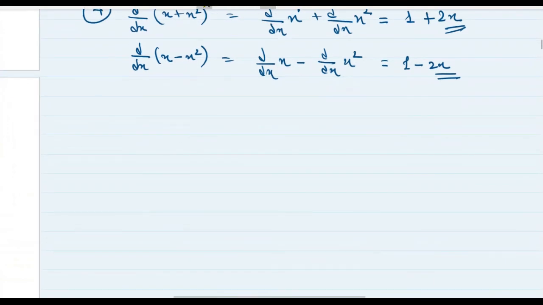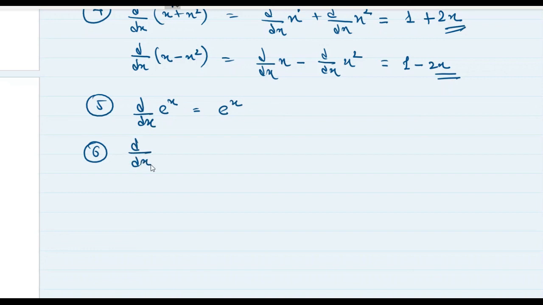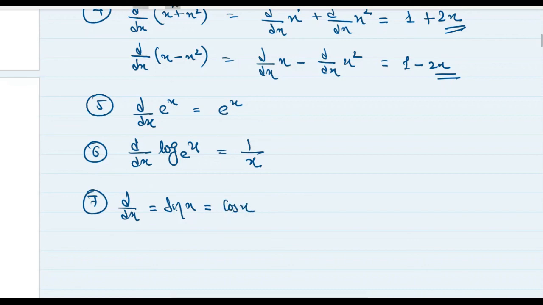Before the product law, we studied the derivatives of two more functions. The derivative of e raised to x is e raised to x, and the derivative of log of x to the base e is 1 by x. We have also studied the derivatives of trigonometric functions: d by dx of sine x is cos x. I'm sorry, there should not be any equal to sign here. Then d by dx of cos x is minus sine x.